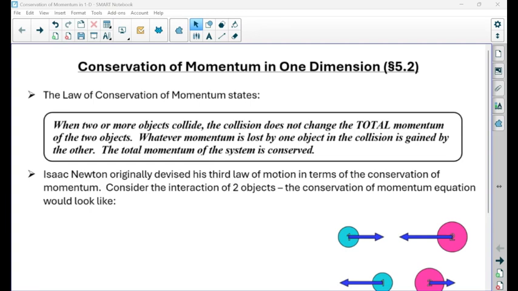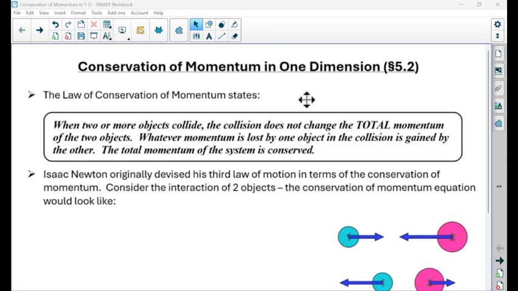A lot of students really like doing conservation of momentum because it feels really familiar. It's going to use a lot of the skills that we've built up throughout the course of the semester, and we're going to get to apply them to something that's a little bit different, but in ways that feel very familiar. So here's our law of conservation of momentum.